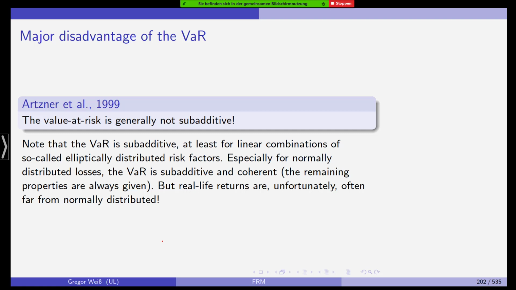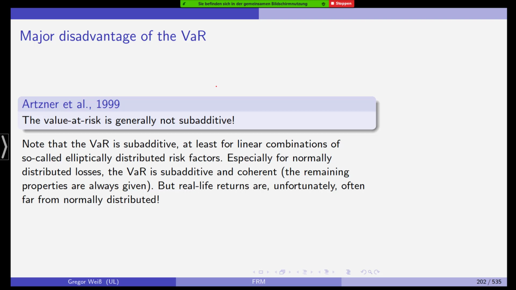It is sub-additive, at least for linear combinations of what we call elliptical distributions, and examples are the normal distribution and the t-distribution. They are elliptical, but for general distributions it's not sub-additive and thus not coherent, meaning what? It will not account for diversification in the way we would hope for.